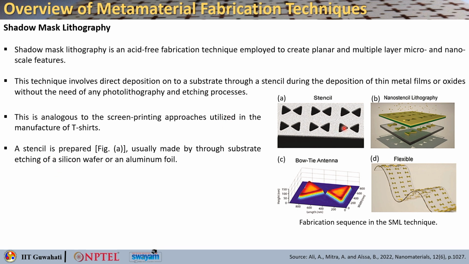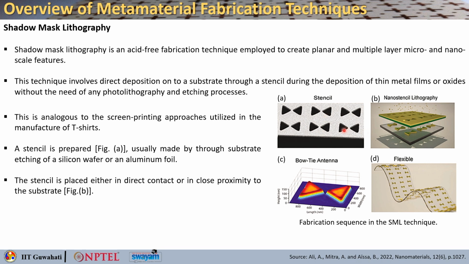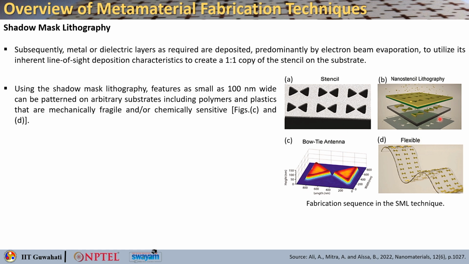So, a stencil is first prepared, which is made by through-substrate etching on a silicon wafer or an aluminum foil, and then the stencil is placed either in direct contact or in close proximity of the substrate. Subsequently, the metallic or dielectric patterns as required will be deposited predominantly by electron beam evaporation to utilize the inherent line of sight deposition method that creates a basically 1:1 copy of the stencil onto the substrate. You can see that the bow tie patterns through the openings of this stencil are created on the substrate.